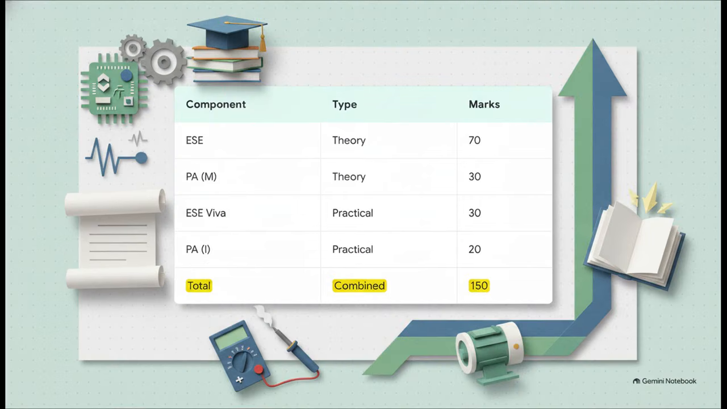Practically, this translates into a strict 150-mark structure. Your theory is out of 100 marks, 70 for the end semester exam and 30 for progressive assessment. Then, your practical skills are worth the remaining 50 marks. You have to treat the 30-mark Lab Viva and the 20-mark internal assessment with just as much respect as the textbook theory if you want to ace this.